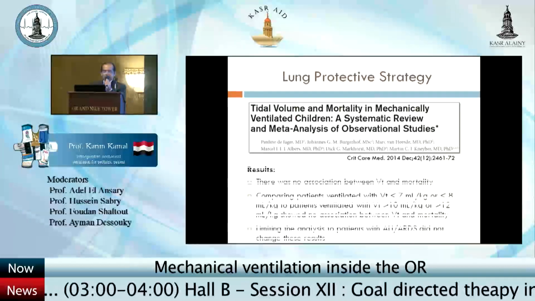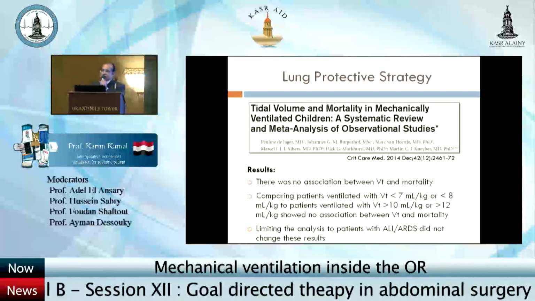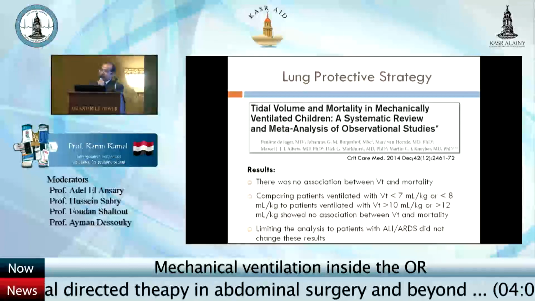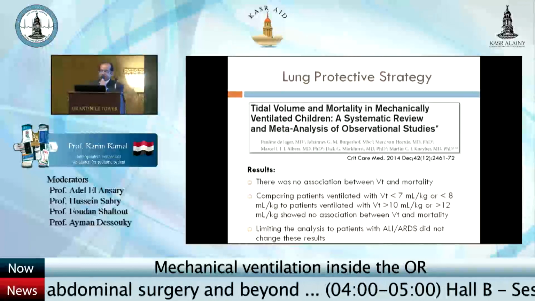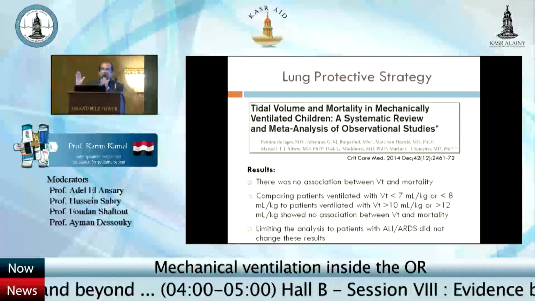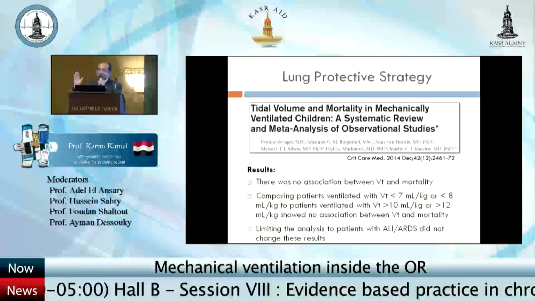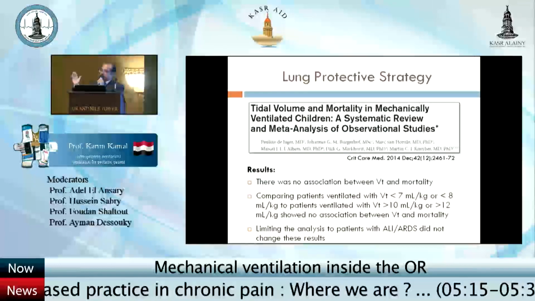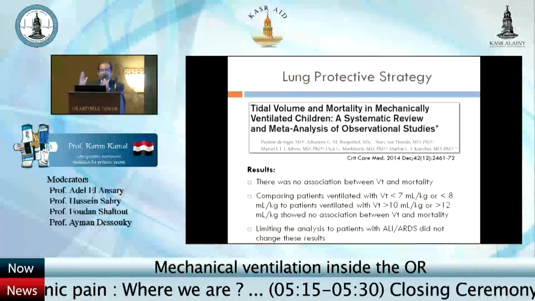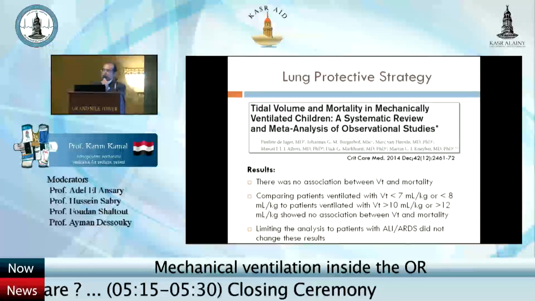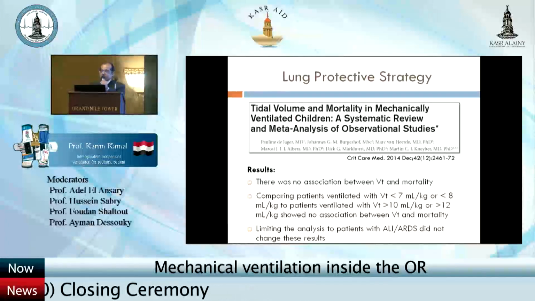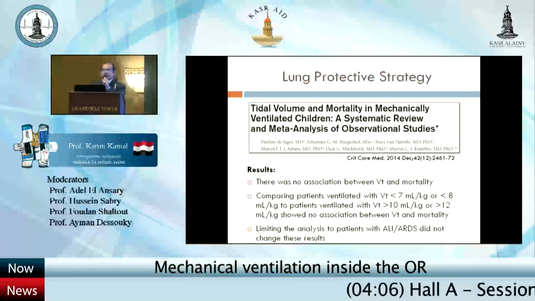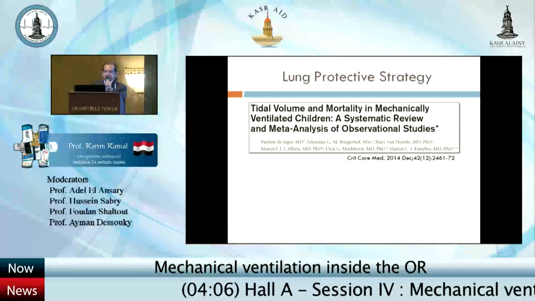What did they find? They found that there was no association between tidal volume and mortality, and that comparing patients ventilated with tidal volumes below 7 or 8 milliliter per kg with patients ventilated with more than 10 or 12 milliliter per kg showed no association between tidal volume and mortality, as I said, and that limiting the analysis even to patients with acute lung injury or ARDS did not change these results. So clearly, the issue is not that strong. The effect of tidal volume on mortality is not that clear in pediatrics like it is in adults.